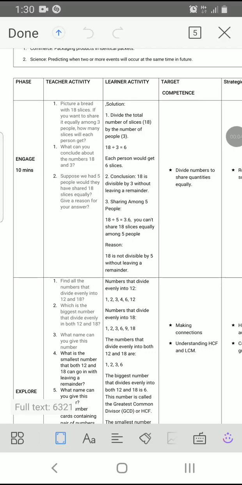Welcome to another presentation of a CBC mathematics lesson plan on highest common factor and lowest common multiple. This is an 80 minutes lesson.